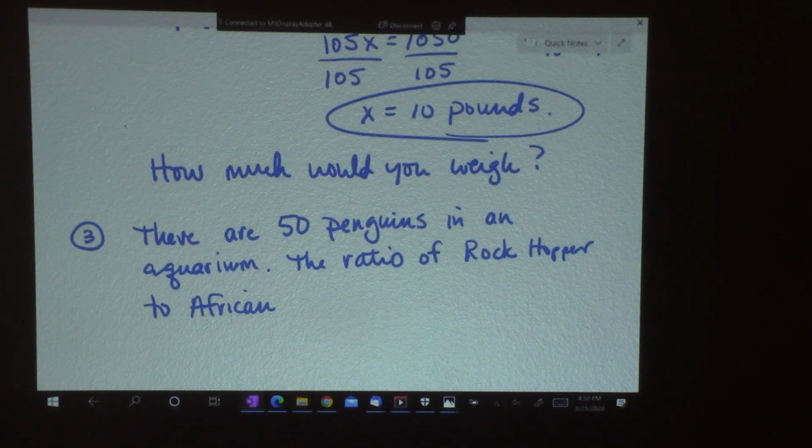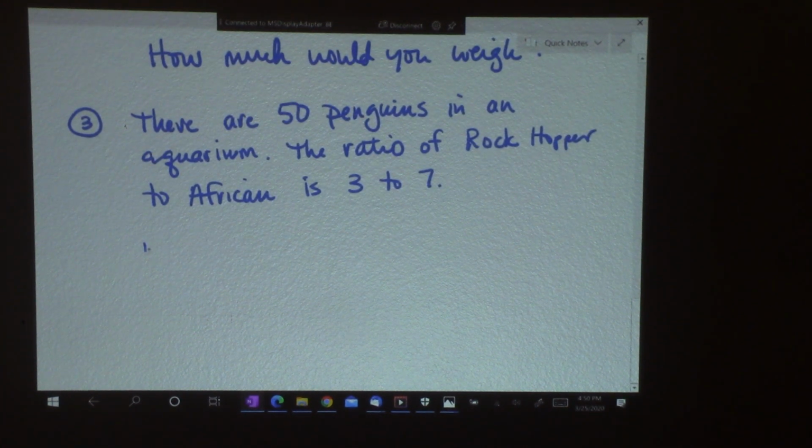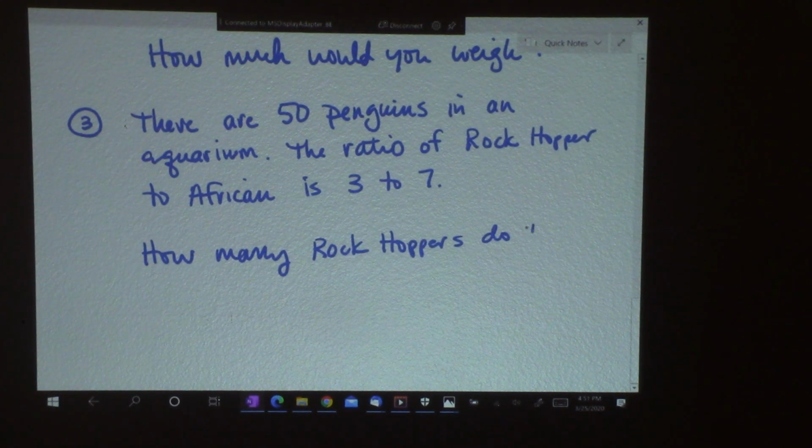Okay, back to our problem. The ratio of rock hopper to African penguins is 3 to 7. How many rock hoppers, I guess we should capitalize that, do they have? Okay, I'll let you write that down for a moment.